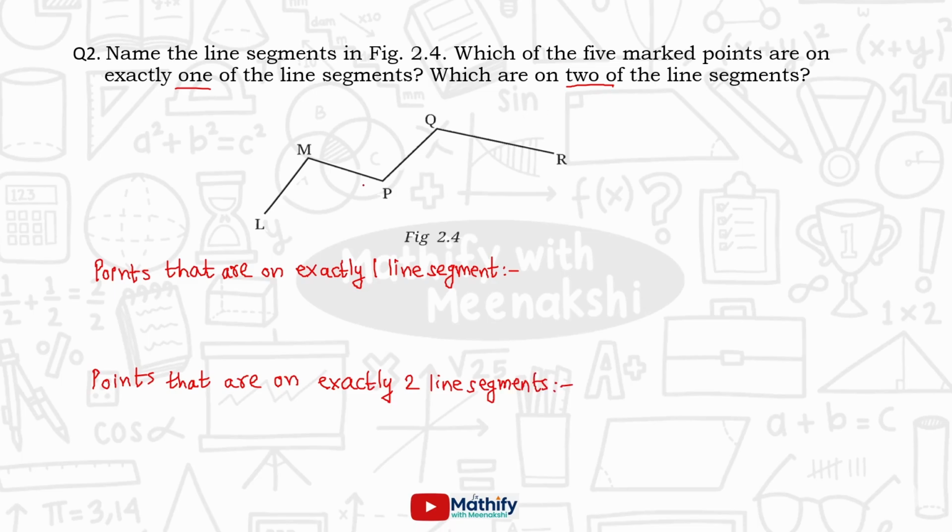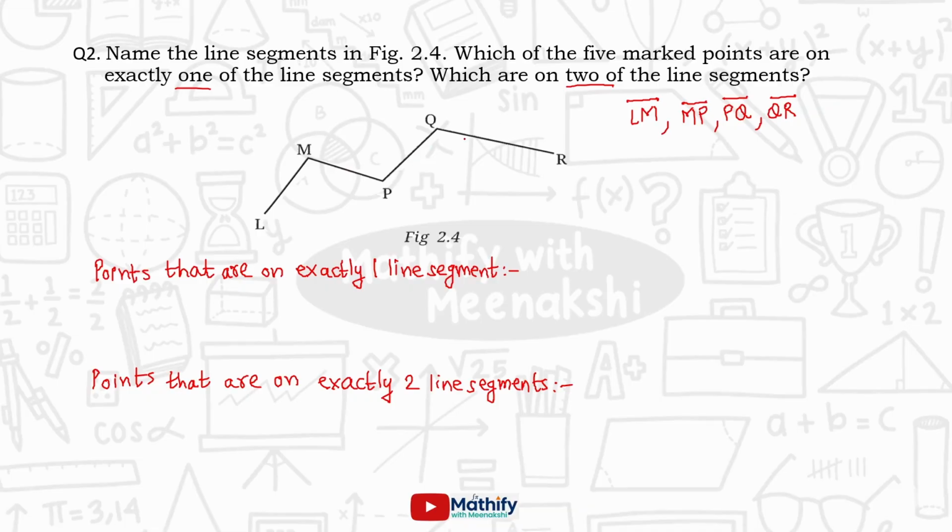But first you should know what the line segments are. You can say LM or ML. I'm saying LM, then MP, then PQ, then QR. 1, 2, 3, 4. We have 4 line segments.